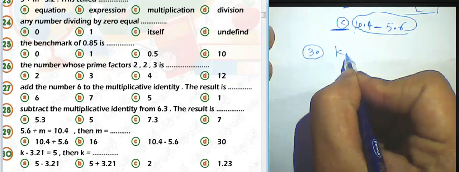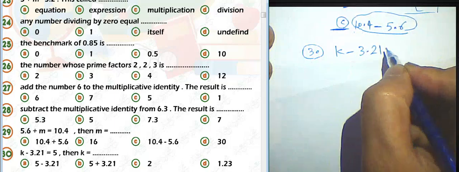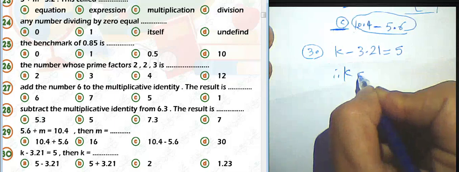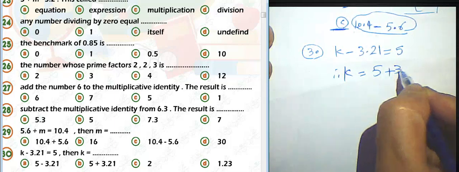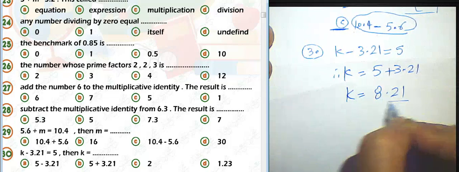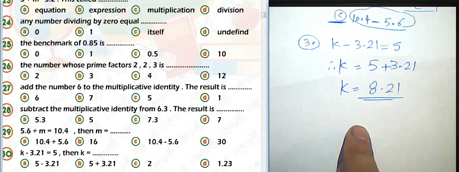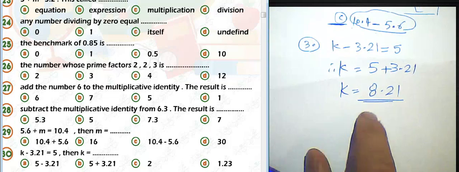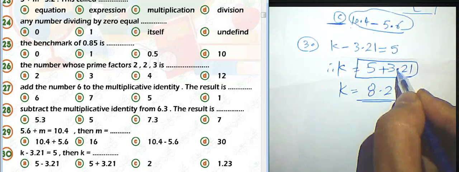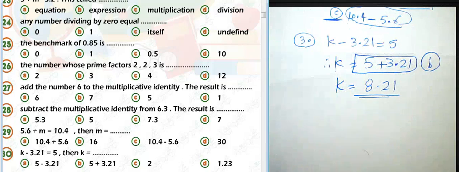here k subtract 3.21 is equal to 5, then k equals 5 plus 3.21, k equals 8.21. We can find the result by addition. Okay, so we must choose. Yeah, he was asking about the step. Okay, asking about the step, addition. Okay, we must choose letter B for question 30.